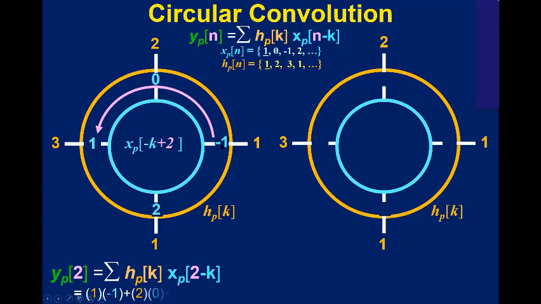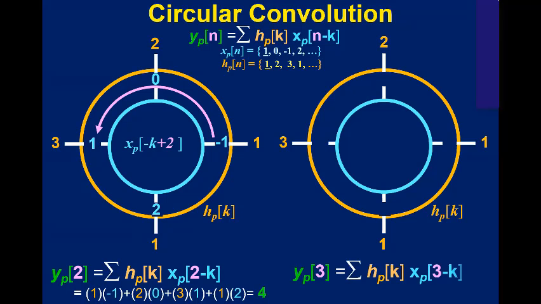And then again, we just do the products and sums. Minus 1 times 1, 0 times 2, 1 times 3, added to 2 times 1. Add them all up and get 4. And then you see how it goes. We just have to do it one more time.